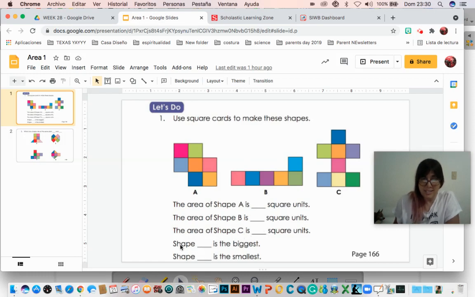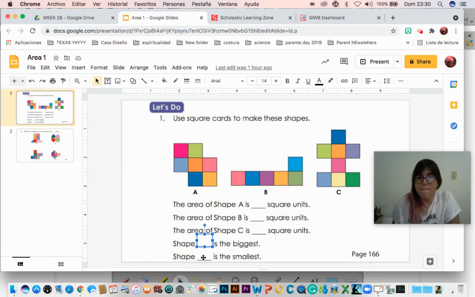But now they are asking, shape blank is the biggest. So which shape has the biggest area? You put here A, B, or C. Okay? Then shape blank is the smallest. So which of these shapes has the smallest area? And then you go to the next one.